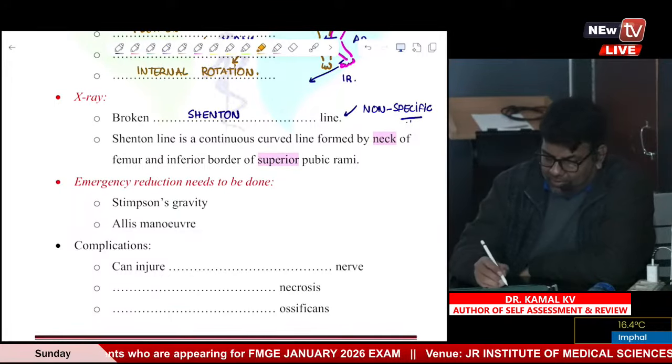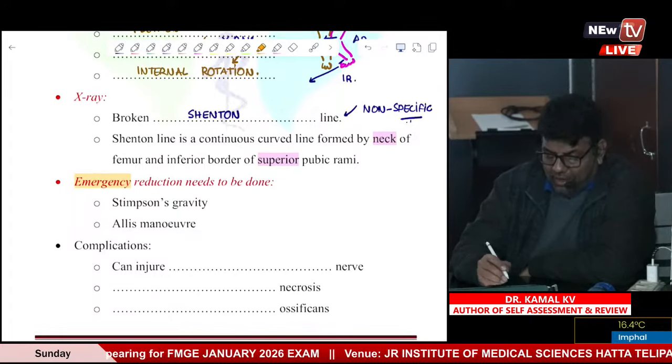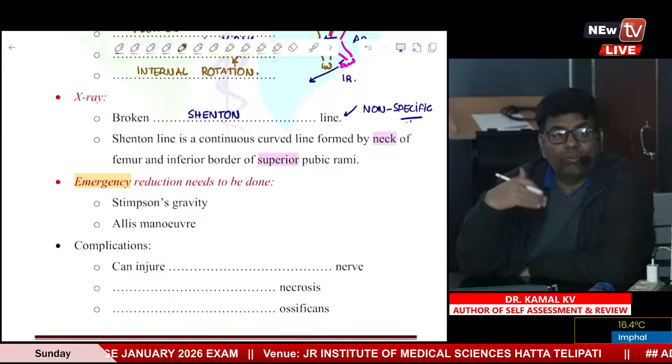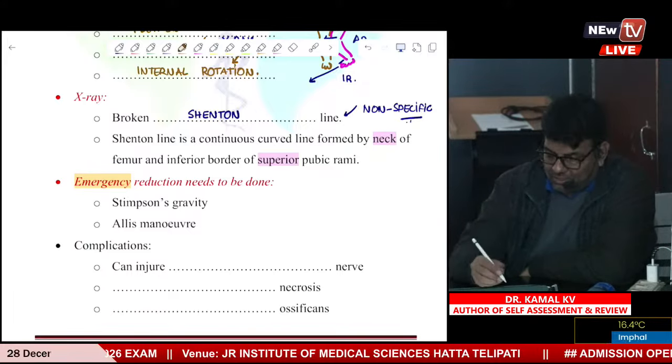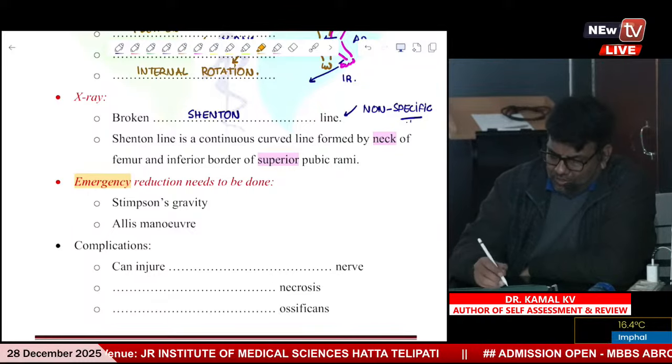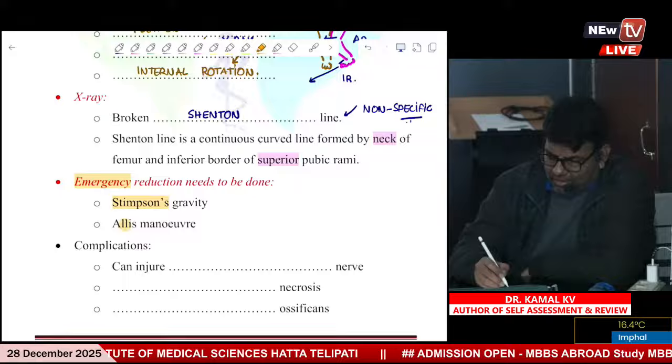And for every dislocation, what you need to do? You have to do emergency reduction. That's important. Here we can use Stimson's gravity method or Allis' method.